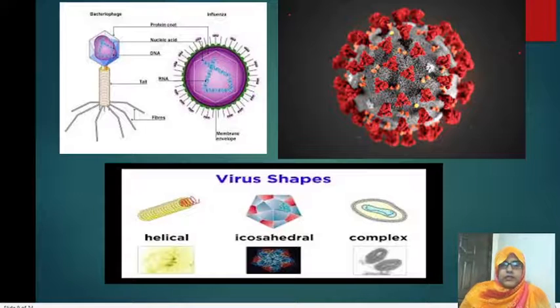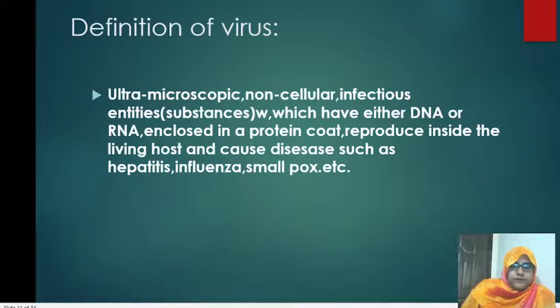You can see here in the diagram, this is a coat, a cover of the virus, and in it there is either DNA or RNA. Here is DNA and in this there is RNA. How do we differentiate DNA or RNA? If the structure is double stranded, then it is DNA. If the structure is single stranded, it is RNA. And it reproduces inside a living host and causes diseases. It reproduces only inside the living host.